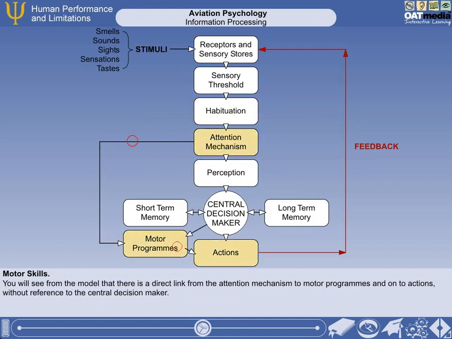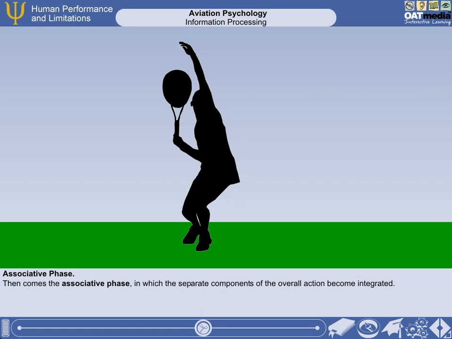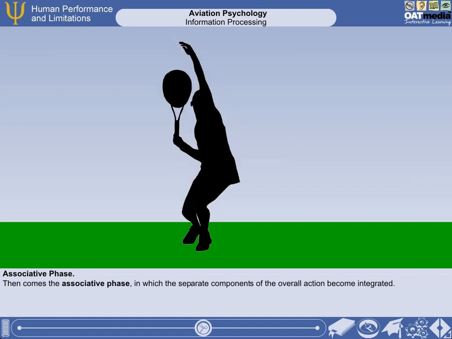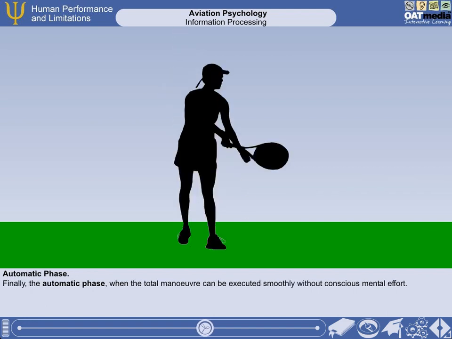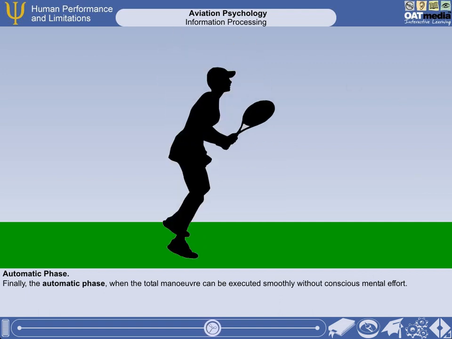You will see from the model that there is a direct link from the attention mechanism to motor programs and onto actions without reference to the central decision maker. To develop a motor program, there are three distinct phases. The cognitive phase comes first, in which the learner thinks consciously about each individual action, such as learning to serve in tennis. Then comes the associative phase, in which the separate components of the overall action become integrated. Finally, the automatic phase, when the total maneuver can be executed smoothly without conscious mental effort.